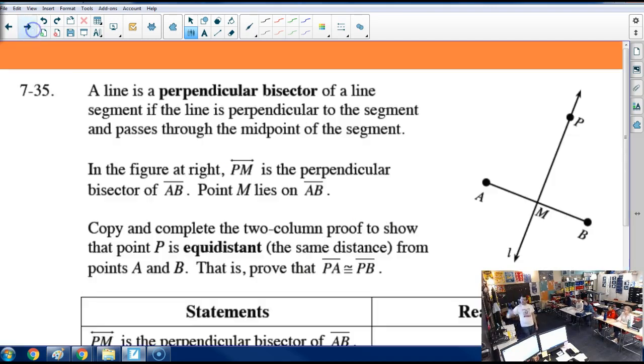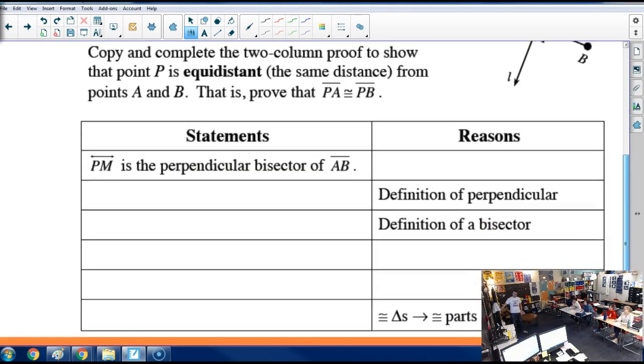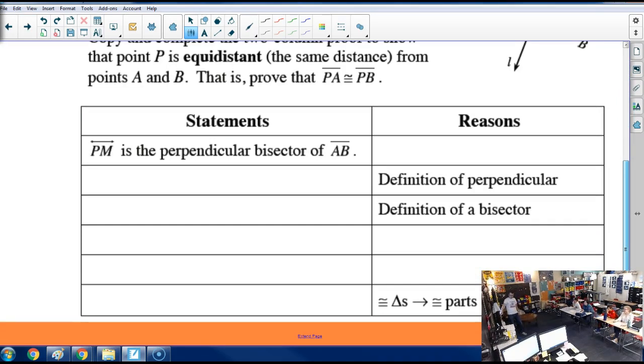Alright, try this on your own. Proving that a perpendicular bisector will create two congruent triangles. So what you are trying to do is get to the statement that they want us to prove, which they tell us up here: PA is congruent to PB. So we should be able to fill in only this amount of steps or less that gets us to PA equaling PB.